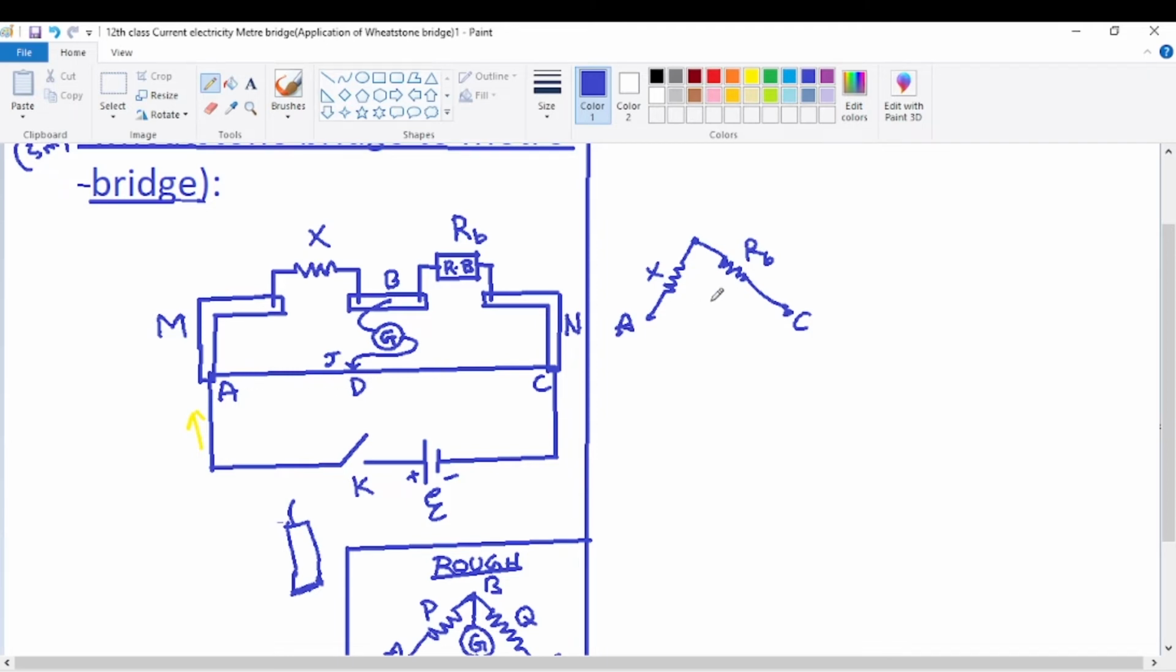So once the jockey is brought into contact at the point D, now this AD will behave as one separate resistance. AD I am drawing it here. So actually AC should be drawn here. I'll just draw this, and divide this into two portions. One is AD this way and the other resistance is DC this way.